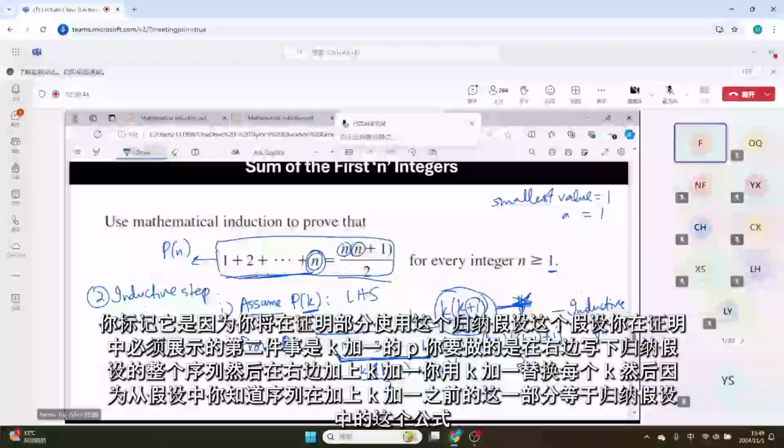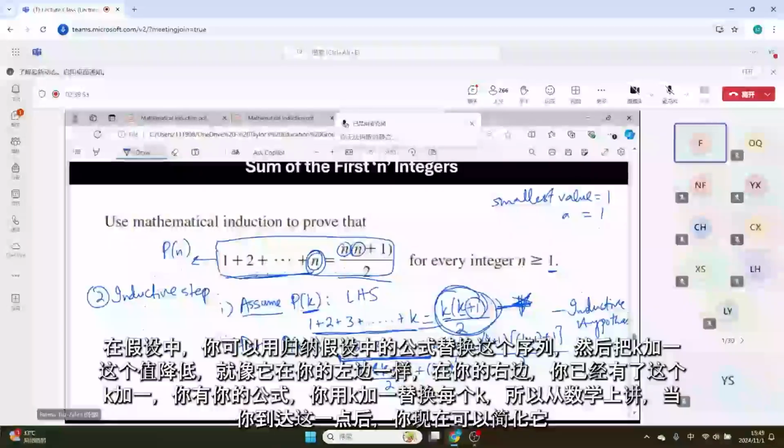After that, because from the assumption you know that this sequence, the part before adding k plus 1, is equal to the formula from the inductive hypothesis, you can substitute this sequence with that formula, okay? And then bring down the k plus 1 as it is. This is on your left hand side. On your right hand side, you have your formula where you substituted every k with k plus 1. So mathematically, you can simplify it.